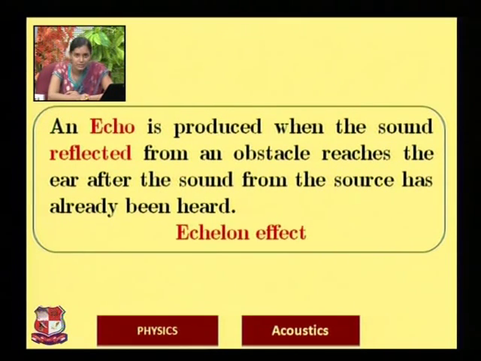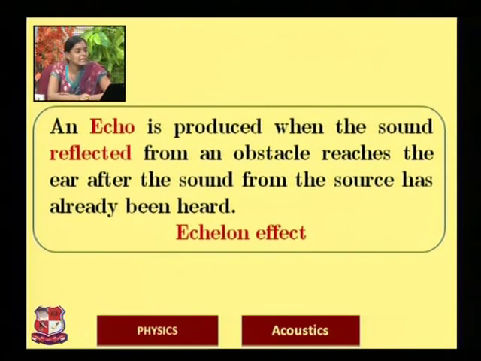Your ear can distinguish between the original sound and the echo if it is received by your ear after 1/16th of a second. If it is received before 1/16th of a second, then it will be enhancing the quality of the original sound. But if it is received after that time, after a certain minimum time, then it is called an echo.